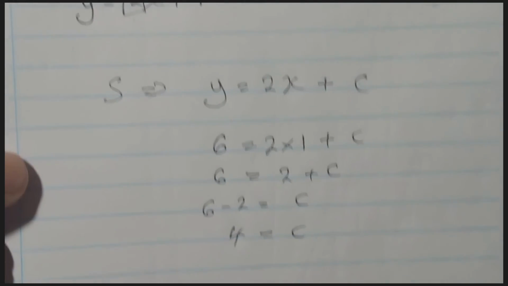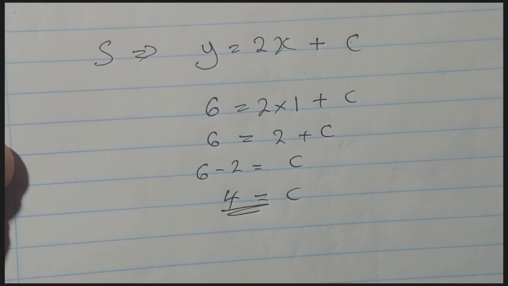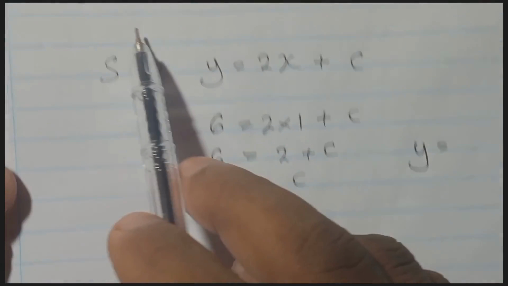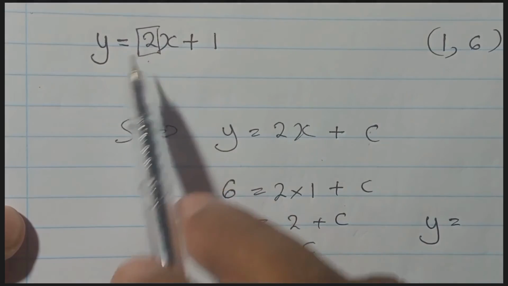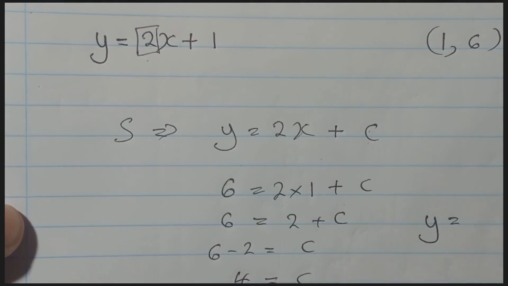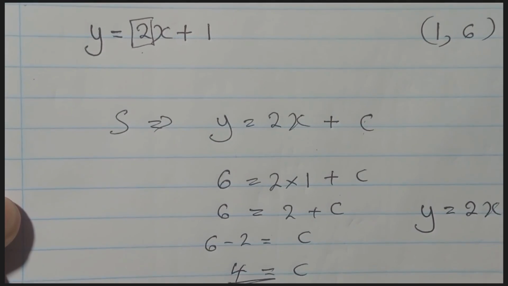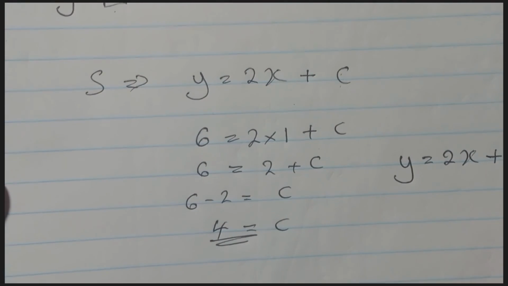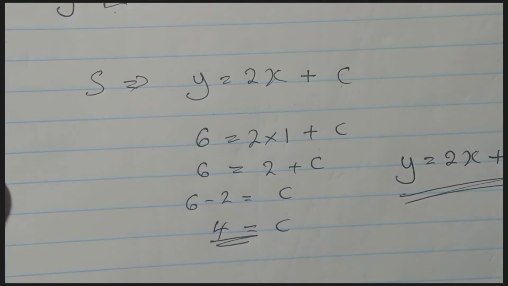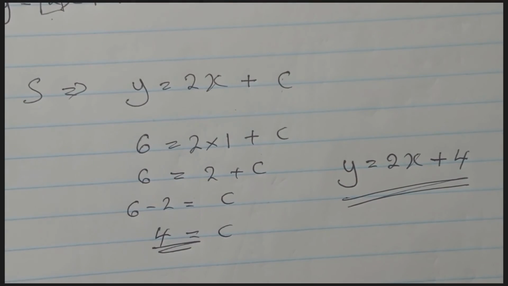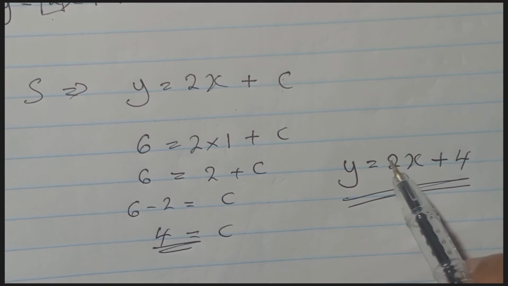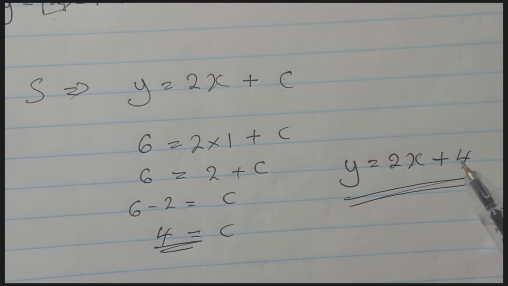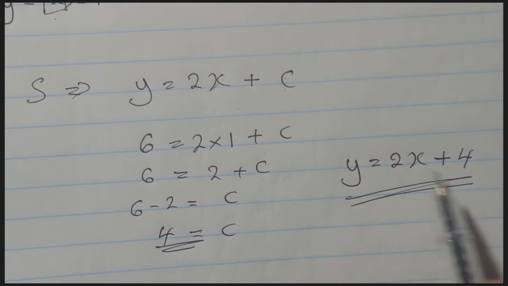So now you know the gradient and c. That's why we can write the equation: y equals the gradient we got from the other equation, because line S also has the same gradient 2. So we write 2x, and now we know c is plus 4, so we write plus 4. Now this is the equation of line S, right? That's the idea. Here this is the gradient and this is the c, or we call it the y-intercept. This is the equation of line S.